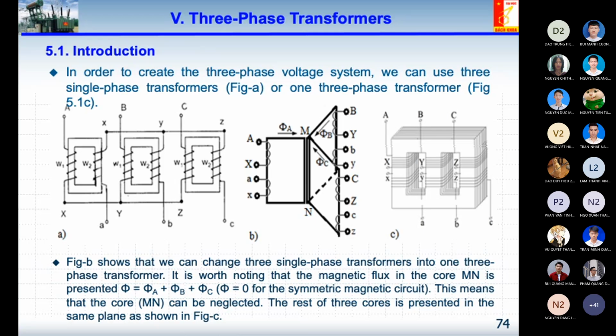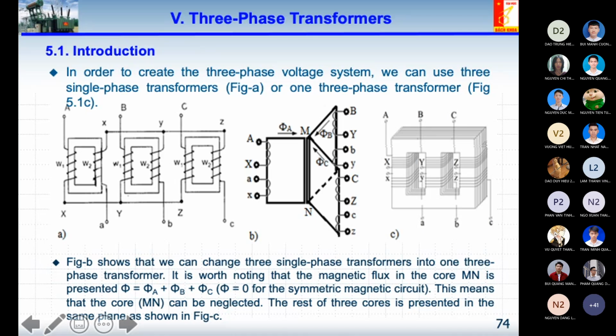Have a look at this one. You can see, for example, here one single-phase transformer, another single-phase transformer, and another single-phase transformer. Now if we want to get the three-phase voltage, we have to match the three single-phase transformers together by connecting the primary winding or the secondary winding in delta or in star.